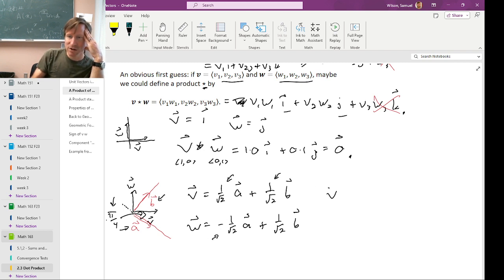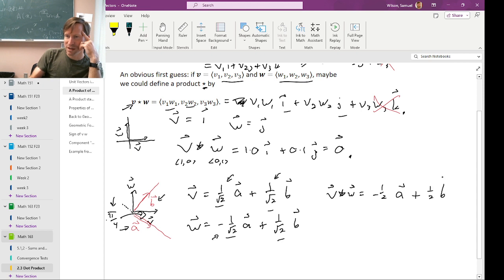And so now let's work out what is v star w in this other coordinate system. Well, remember, the way that we've defined this product, you just multiply corresponding entries. So for our a entry, we get 1 over root 2 times minus 1 over root 2. That's minus a half. So minus a half a plus, and then 1 over root 2 times 1 over root 2. So 1 over 2 times b. But this is not the 0 vector, right? So if we used our original coordinate system, this product gave us the 0 vector. And if we use this other coordinate system, it didn't give us the zero vector.